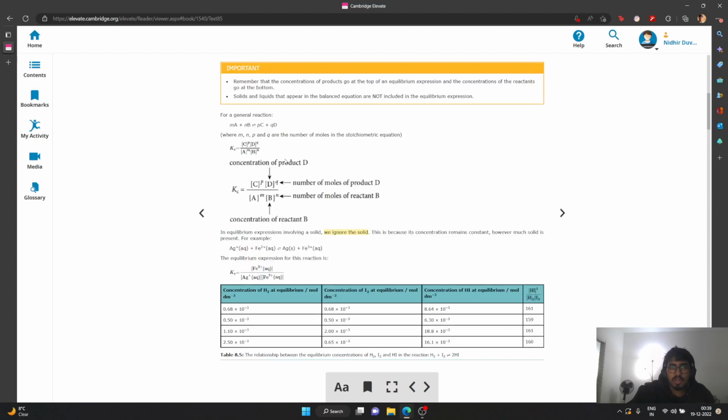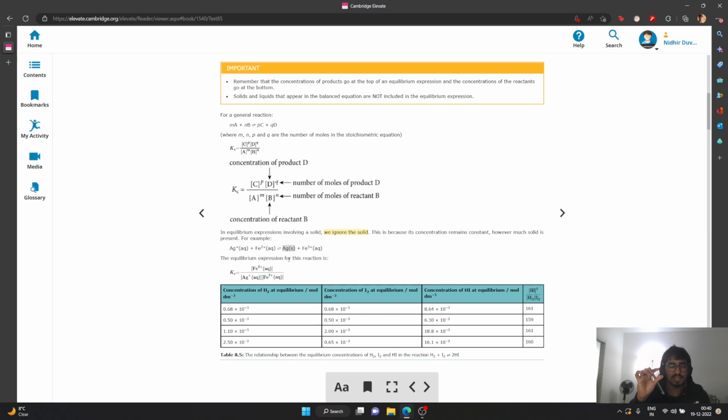One more thing to consider here: we ignore the solid components. So if there is a reaction with something like this, aqueous, and then Ag and Fe, when we write the equilibrium expression, first of all, because all of the balancing numbers here are 1, there are no powers anywhere. The next thing is, because one of them is solid, we don't mention it in the equilibrium expression. We only mention anything that can have a concentration. The solid cannot have a concentration, right?